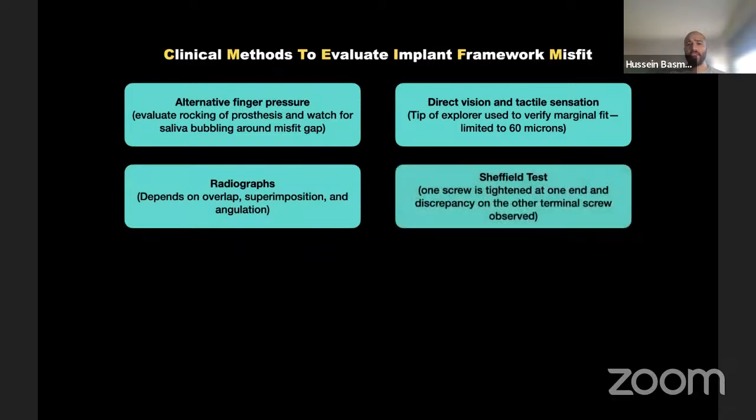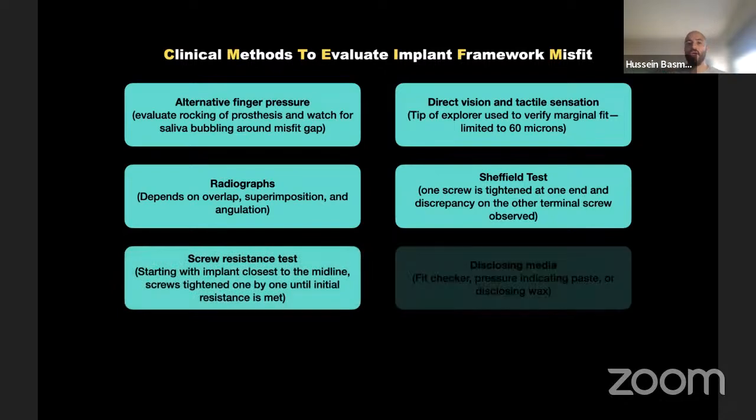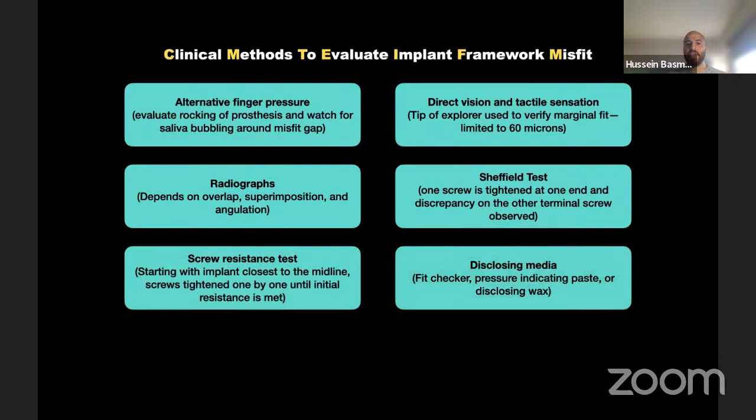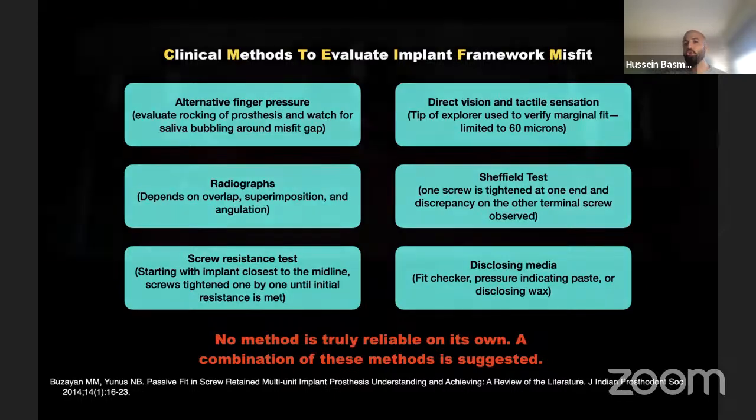Radiographs are also another option that we can use, but what I like the most is the Sheffield test. And this is basically, you put one screw tightened at one end, and this whole prosthesis or this whole verification jig has to be seated with a passive fit all the way around. And then we have other tests that we can check, but the Sheffield test is actually my go-to.